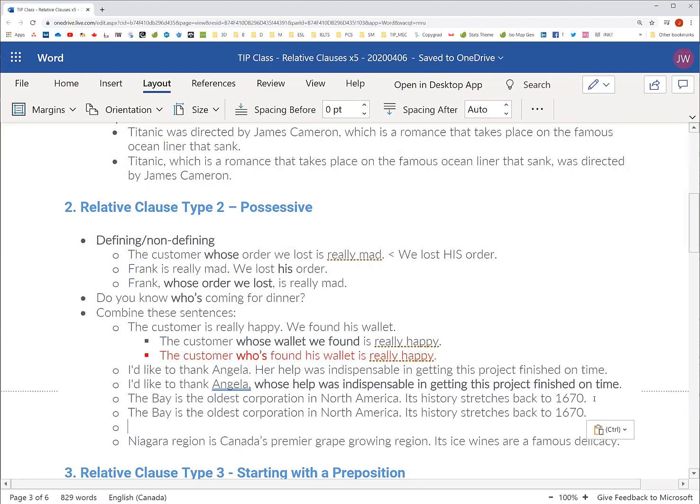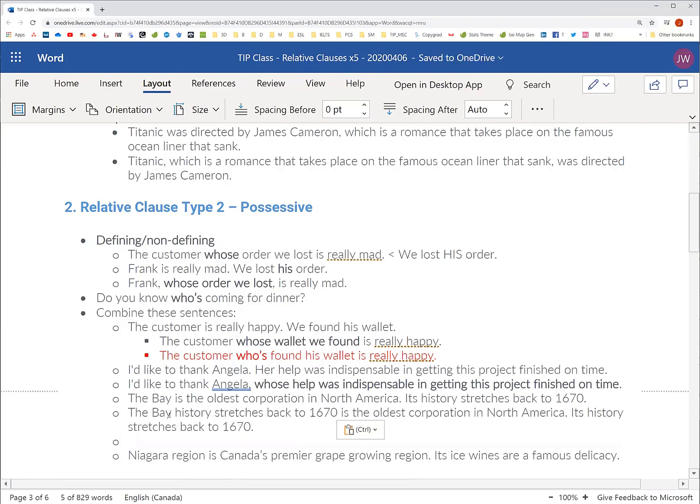Yes, the Bay, comma, whose history stretches back to 1670, is the oldest corporation in North America. Good. Not 16,070. 1670, yeah. And we need to put a comma between the two, before "is."